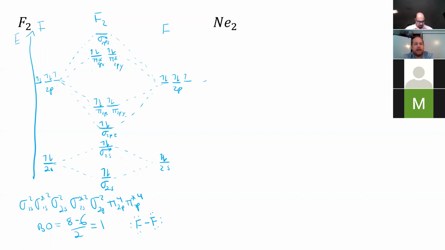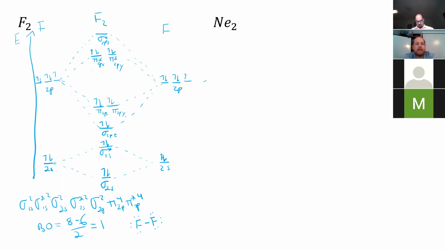And if you look at the total number of electrons here, you've got the sigma 1s and sigma star 1s orbitals, and the sigma 2s and sigma star 2s orbitals. Excuse me, I've got my thing mixed up. My sigma 2s and sigma star 2s electrons give me 4 electrons that aren't really going to be involved in bonding because they cancel each other out.